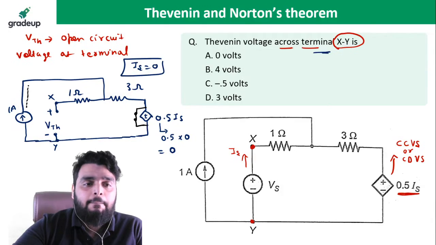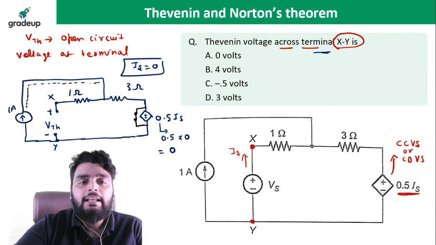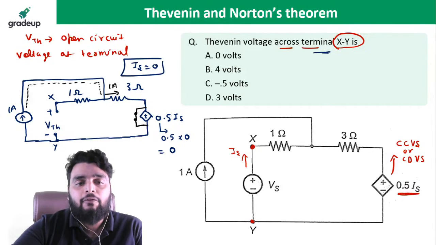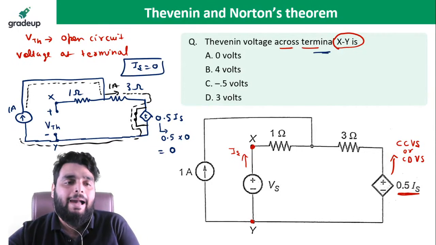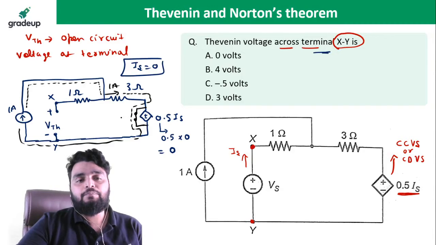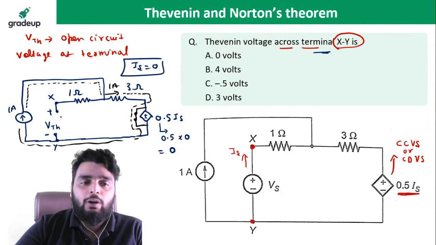Now you will see 1 ampere flowing here, it will go here, but it is an open circuit. So the whole 1 ampere will flow from here, go to this short circuit, and come back to the current source. Okay, it means I need to find out VTH.